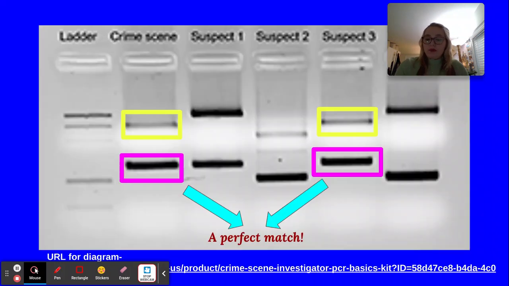In this example shown, suspect 3 would be proven to be at the crime scene. You can see this by how the crime scene evidence matches suspect 3's DNA perfectly. As you can see, the other suspects do not match whatsoever. None of their lines are equal to each other. So suspect 3 would be known to be at the crime scene.